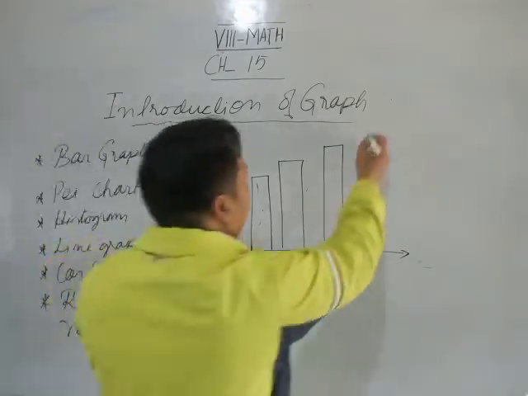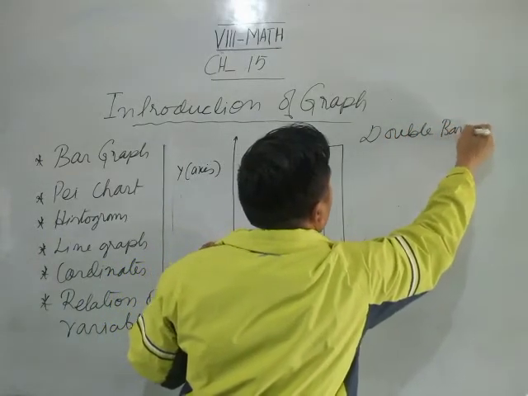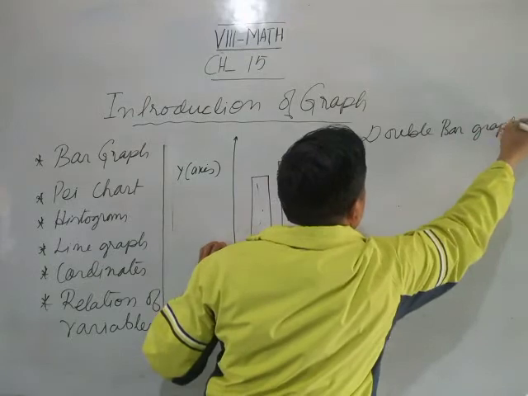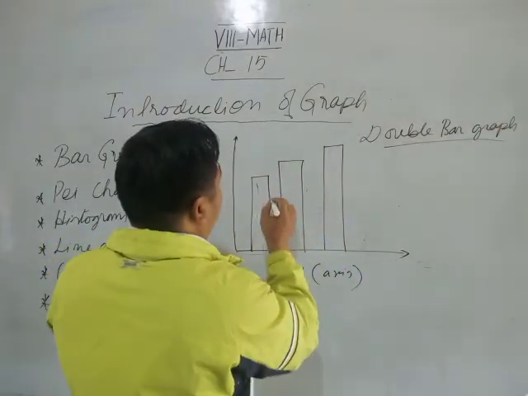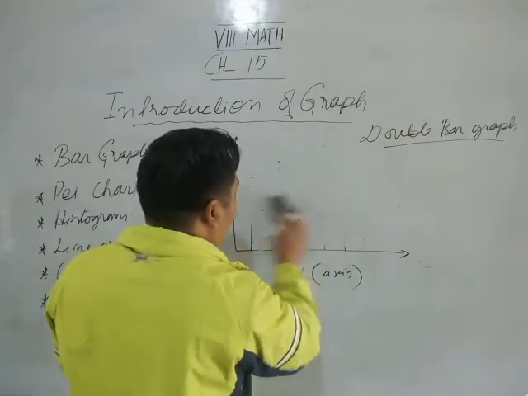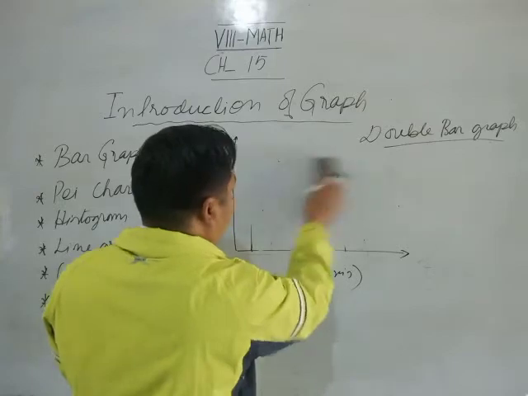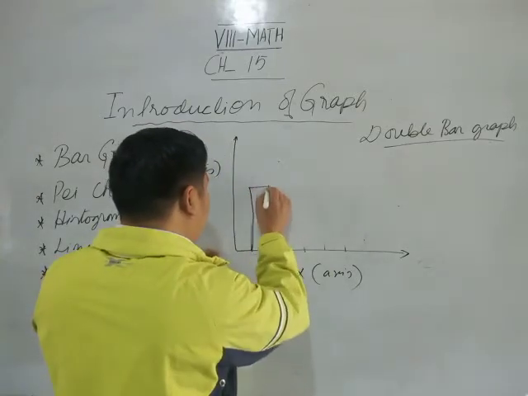If you find that double bar graph, then this double bar graph you see here. For example, I'll just draw another bar graph, okay, then you will know what is a double bar graph. So here you see, this is the bar graph, okay.